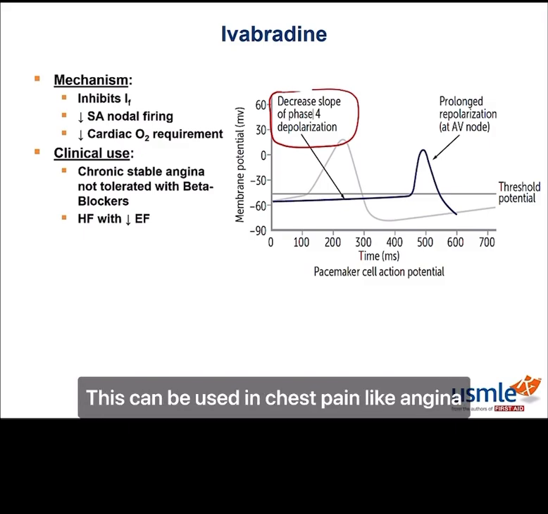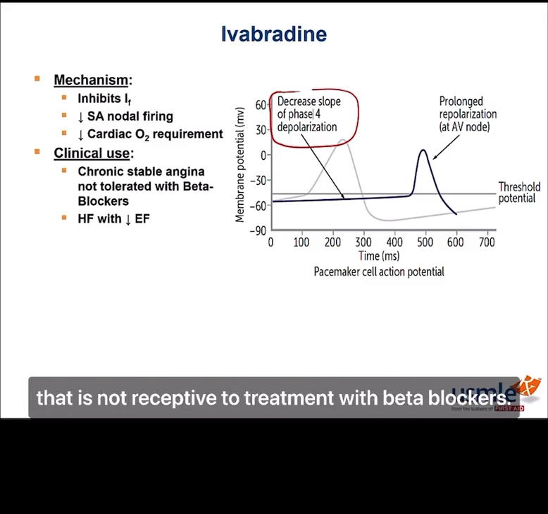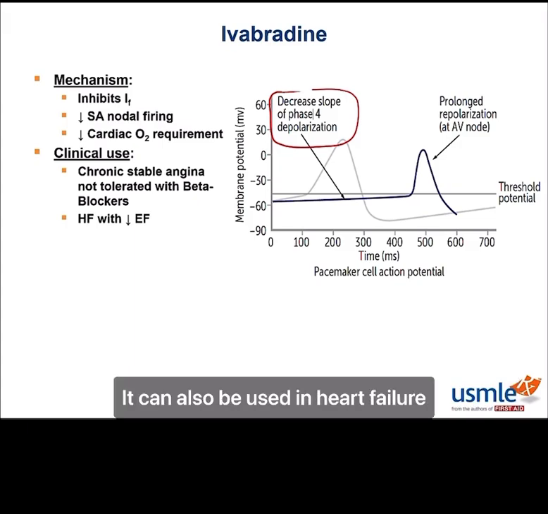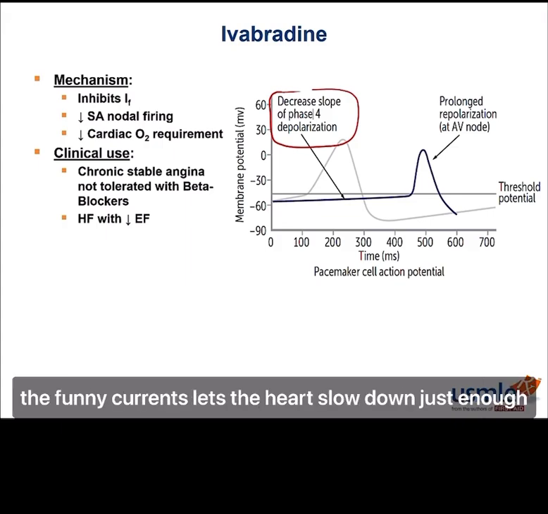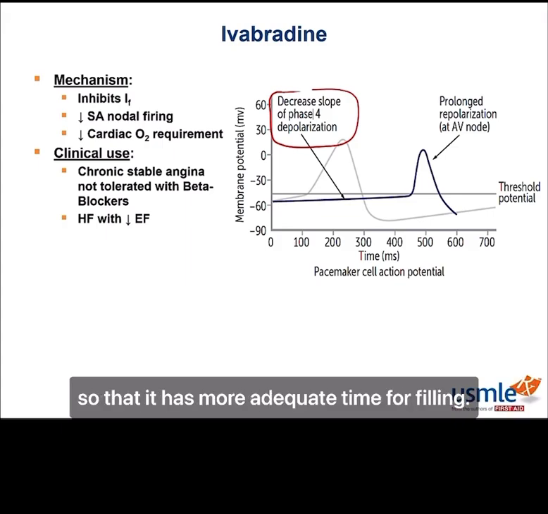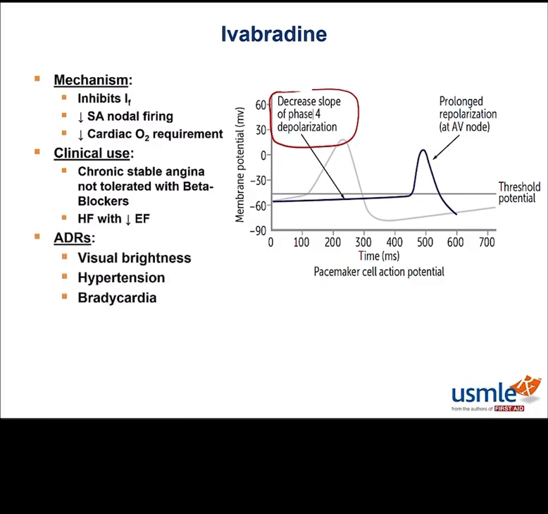This can be used in chest pain like angina that is not receptive to treatment with beta blockers. It can also be used in heart failure with a low ejection fraction because blocking the funny currents lets the heart slow down just enough so that it has more adequate time for filling. And since this drug does not have an effect on contractility, each contraction will be longer and more efficient.